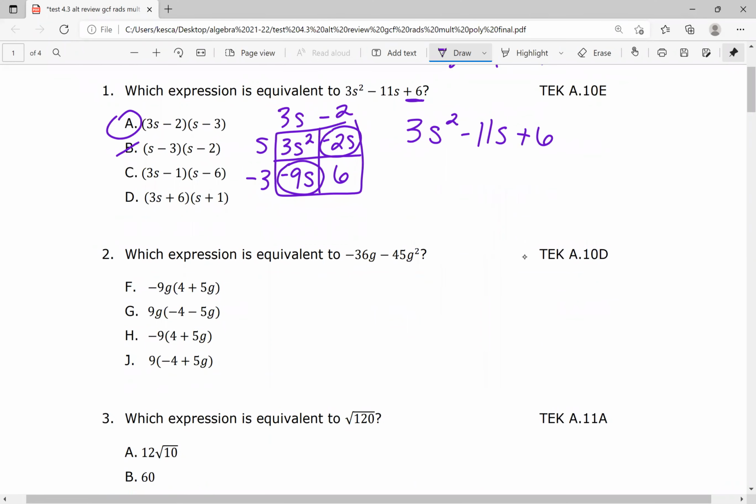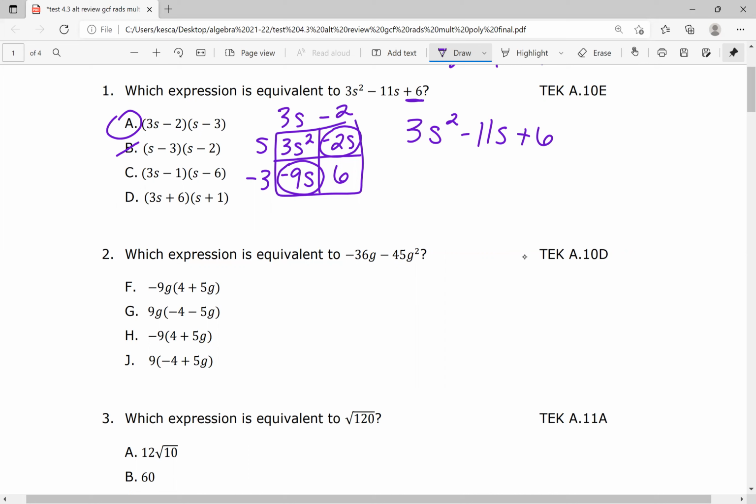Okay, so the next one we're going to look at here will be number 2. So it says, which expression is equivalent to negative 36g minus 45g squared? Okay, so in this question, you can think of it 2 ways. You can either factor out a greatest common factor, because we can see negative 36 and negative 45. We can divide those both by 9 or negative 9. Just depends on what they're pulling out here. And they also have a g. So I could take out at least one g from both of them, because this one has g and that one has g squared.